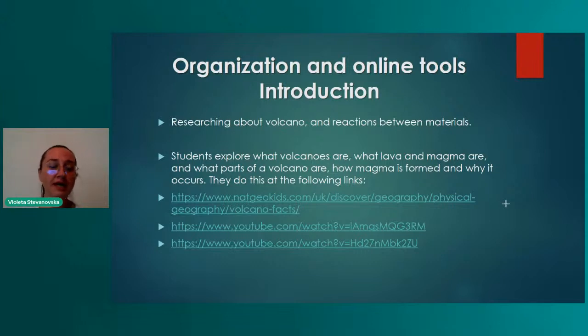First of all, as an introduction, I started to talk about their previous knowledge about volcanoes: what is magma, what is lava, what they know about that. So I give them some time to make some research. From this research, I shared the link with them.